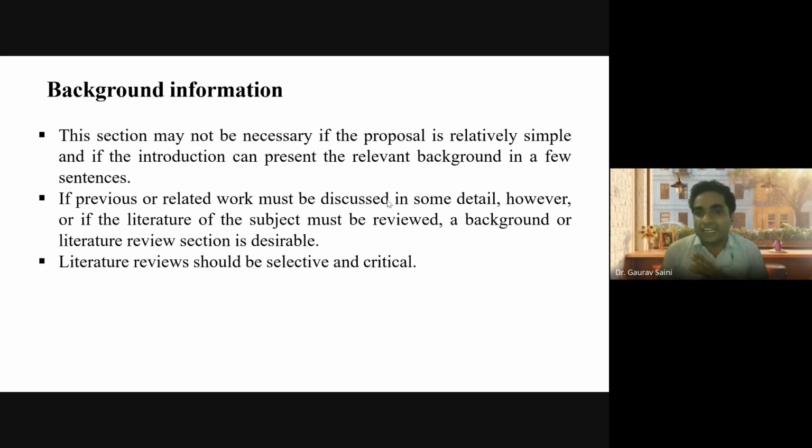Literature review should be selective and critical. It is very important because for a particular idea or problem statement, a lot of literature is available. But the thing is, how effective and how credible the literature is, and how exactly it is related to the area you are trying to propose. That is what is needed. So the literature part should be very selective and critical, and once you are citing them in the description part, it has to be very informative.